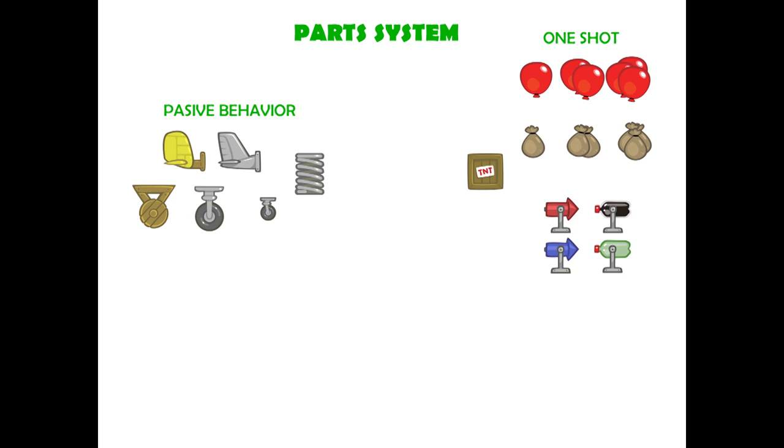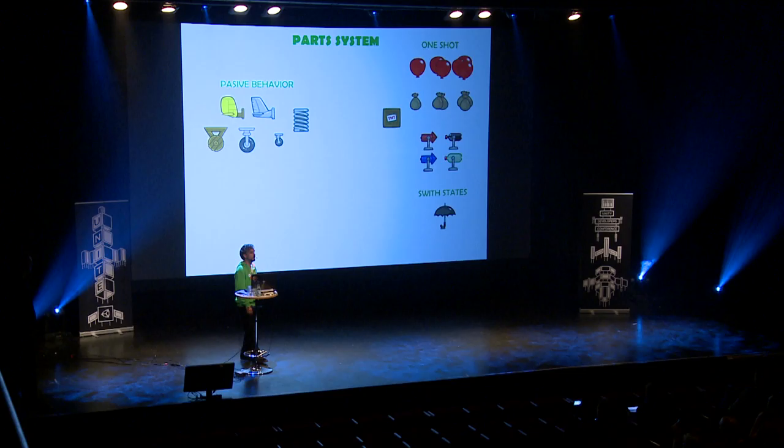Then we have switch states, which is really similar to the one shot. The one shot, after the player uses them, it gets disabled. The switch states just have a toggleable function, so it just keeps calling that function. In this case, with the umbrella, it's similar to one of those passive behavior pieces. It just changes its physical properties, so it will change the behavior of the contraption as it's moving, mostly by adding drag. So the drag in the right place. If you put the umbrella to the side, it'll make the contraption go around and so on.